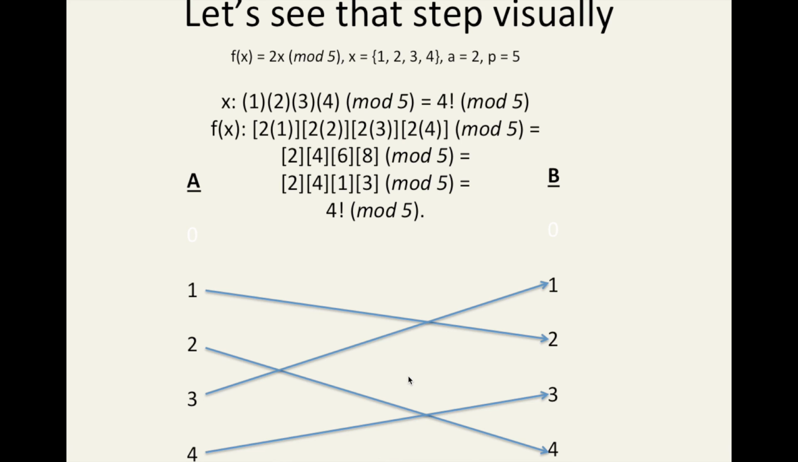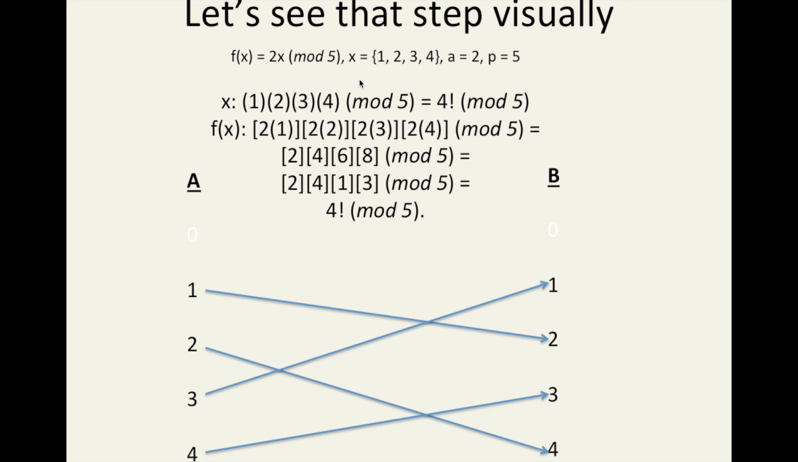Now, this is probably the most confusing part of Fermat's little theorem, so we're going to see a small example and try to see it a little more visually. So let's say that we have the specific scenario in which, instead of f of x equals ax mod p, we have f of x equals 2x mod 5.